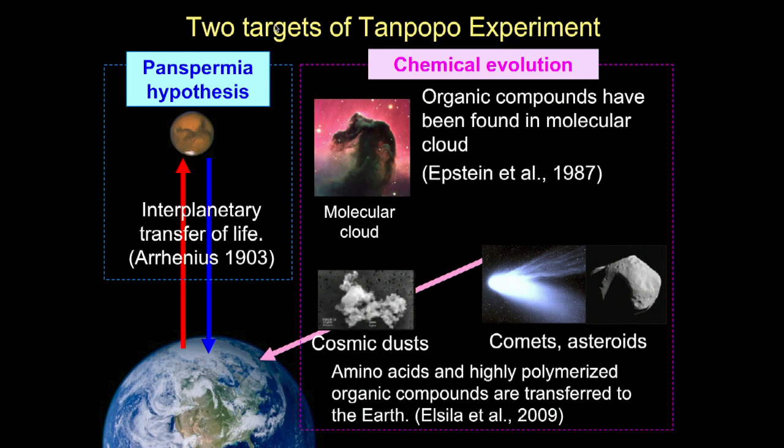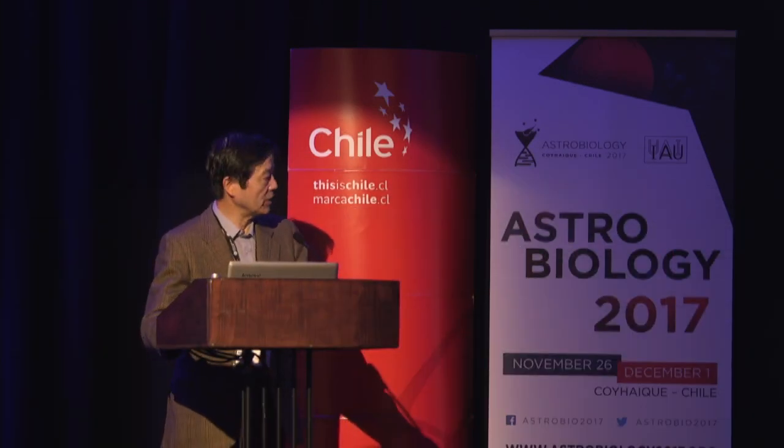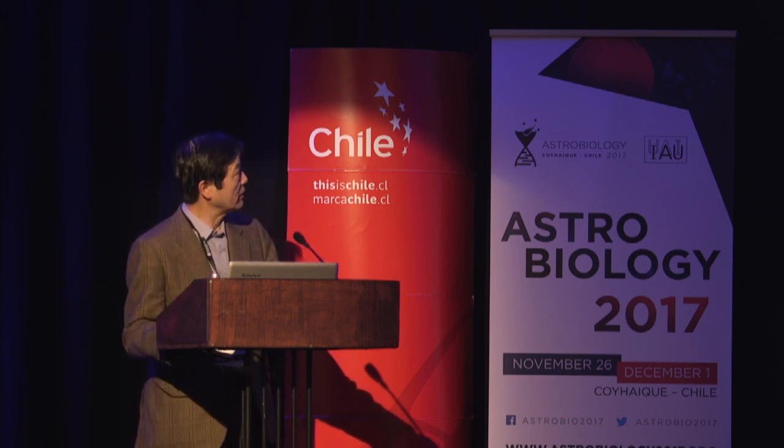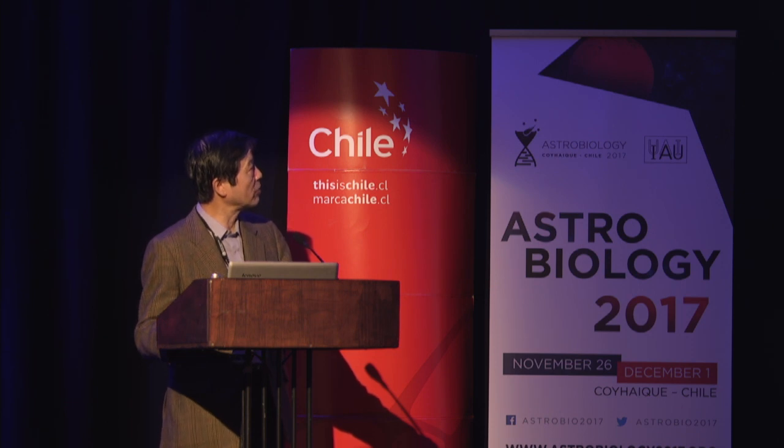But one of the candidates is the cosmic dust. The cosmic dust, smaller than 1 millimeter, can softly land through the atmosphere of the Earth and onto the ground. Even now, more than tens of thousands of tons of cosmic dust are arriving on the Earth per year. So our target is to test if cosmic dust can contribute to the origin of life or not. And the second target is the panspermia hypothesis.